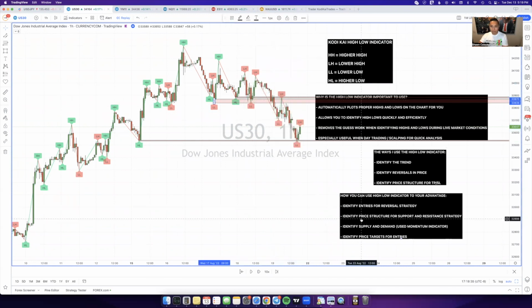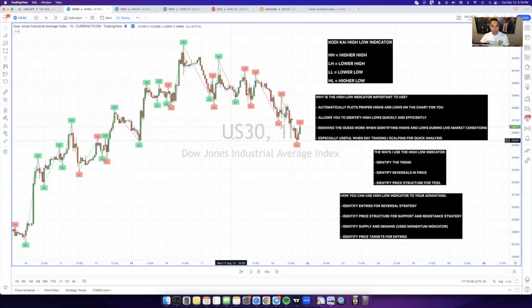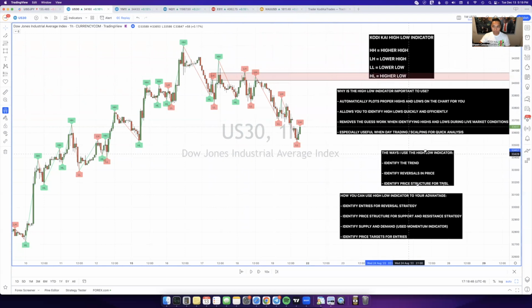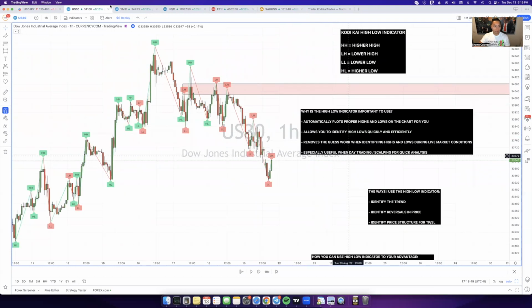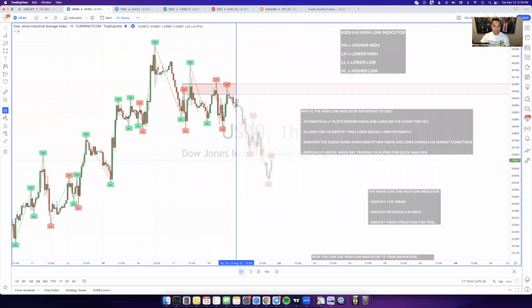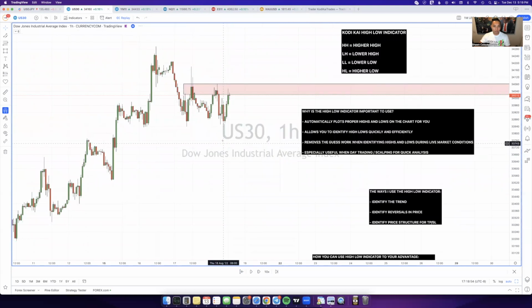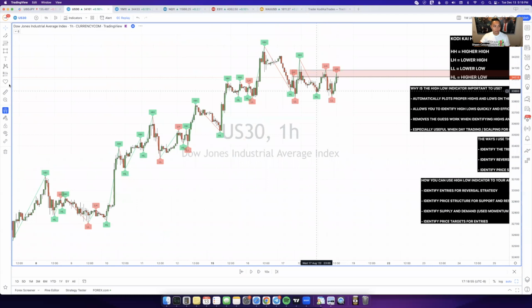Another way is to identify price structure for support and resistance. So say, for example, you're a support and resistance trader. If you want to identify that, you can basically see where these highs overlap, right? So say, for example, you're looking for a support and resistance entry, right? A reversal. So for example, right here, you can see how price kind of bounces around. It's retesting this resistance a couple times.